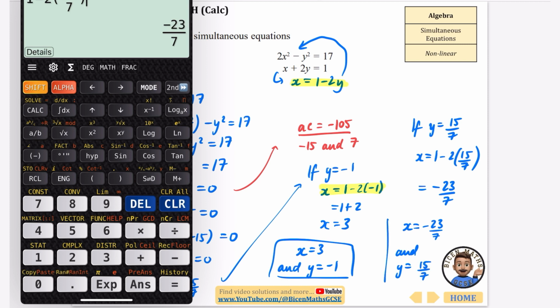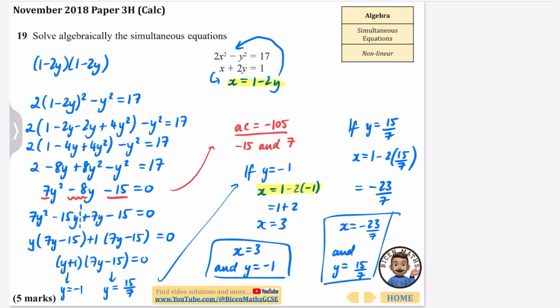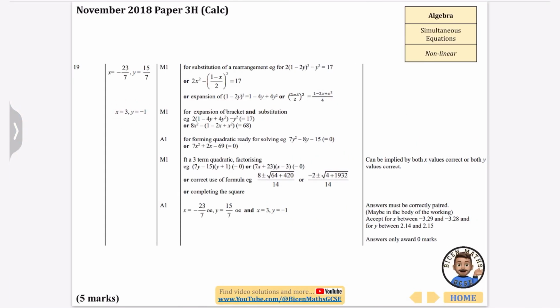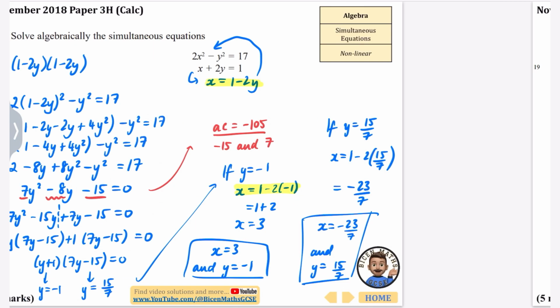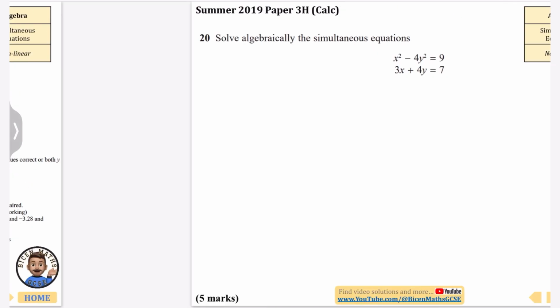Now if you had time, you could obviously sub this back in to one of the equations, this first equation, and see that it works. But let's double check we've got this. So we've got the 3 and the minus 1 and the minus 23 over 7 and the 15 over 7 that we had here. Pretty complex kind of question. I liked factorising. You could have used the quadratic formula as well if you wanted to.